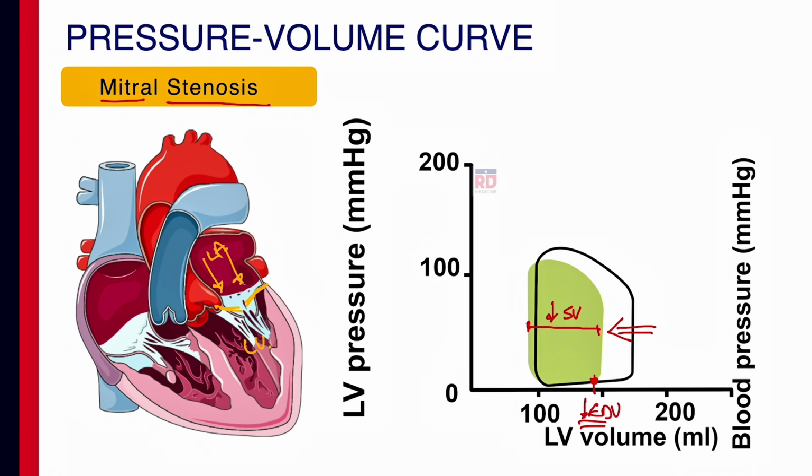Now pay attention to the height of the loop as well. Systolic pressure might stay normal if contractility is preserved, which usually is the case in mitral stenosis. But the main issue is that the ventricle doesn't fill properly. So even with normal contractility, the output is reduced.